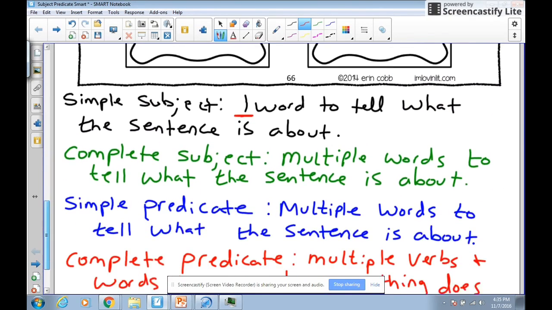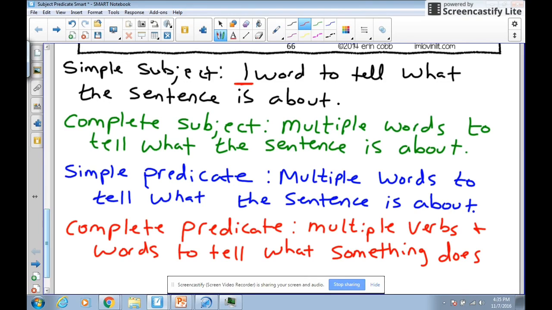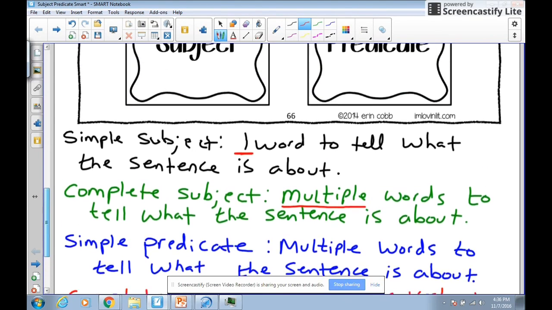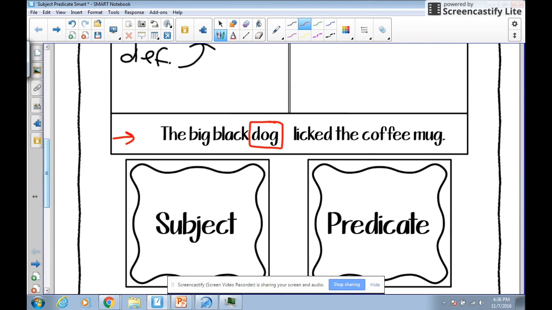It takes us to complete subject. Complete subject is multiple words to tell what the sentence is about. The trick here is complete subjects never include a verb. So there's never a verb in a complete subject. Whenever there's a verb, that begins the predicate. So if I go back up to my example sentence, the big black dog, that would be my complete subject.